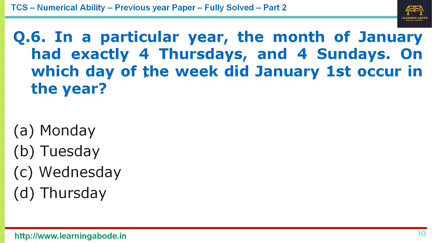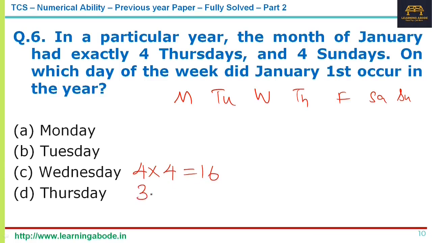Okay. 6, it's a question from calendars. So it talks about the month of January having 4 Thursdays and 4 Sundays. On which day of the week did January first occur in that year? So we have Monday, Tuesday, Wednesday, Thursday, Friday, Saturday, and Sunday. So they say that there are 4 Thursdays and 4 Sundays, which means, see, in 31 days, there'll be 4 days of the week which occur 4 times in a month. That will be 16, and there'll be 3 days of the week which will occur 5 times. That will make it 15, and a total of 31 days.